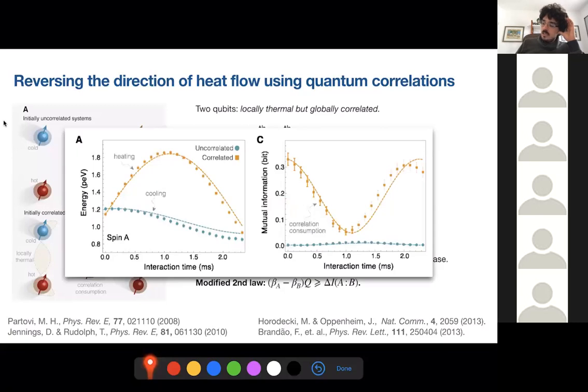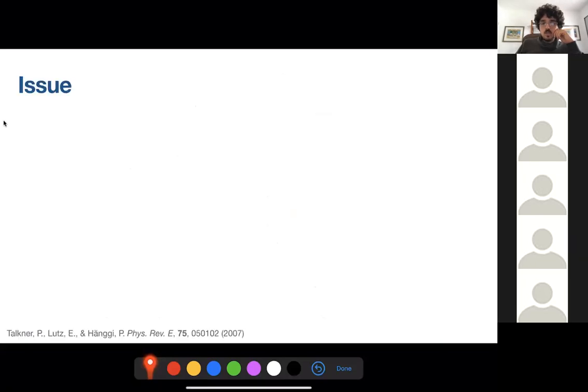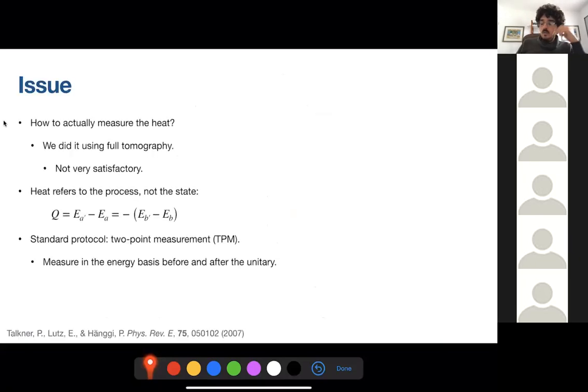And you see that exactly in the correlated case, in order for it to go up, it actually consumes mutual information. So you're actually spending mutual information to make the heat flow from cold to hot. So this was a big motivation for us, because after we did this work, one gets into the question of how can we actually measure this heat, right? So how do we actually go there and measure this heat exchange in this case?